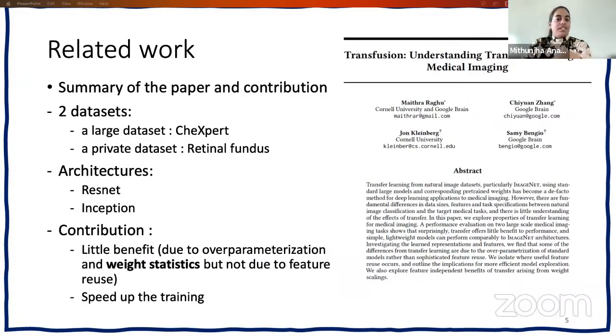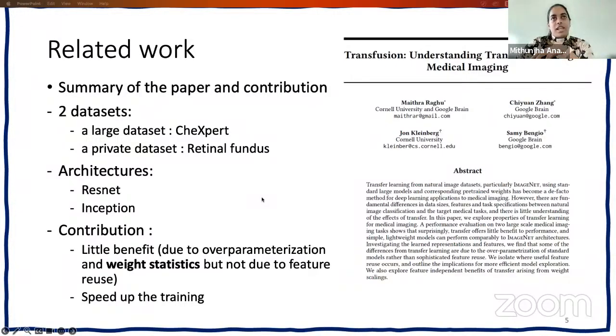That is this related work, Transfusion: understanding transfer learning for medical imaging. This paper is about that. But here you can see they have only used two data sets. One is CheXpert, a chest X-ray data set. The other one is a private, large retinal fundus data set. Both data sets are comparatively large, and they have used architectures like ResNet and Inception. ResNet and Inception are both CNN-based architectures.